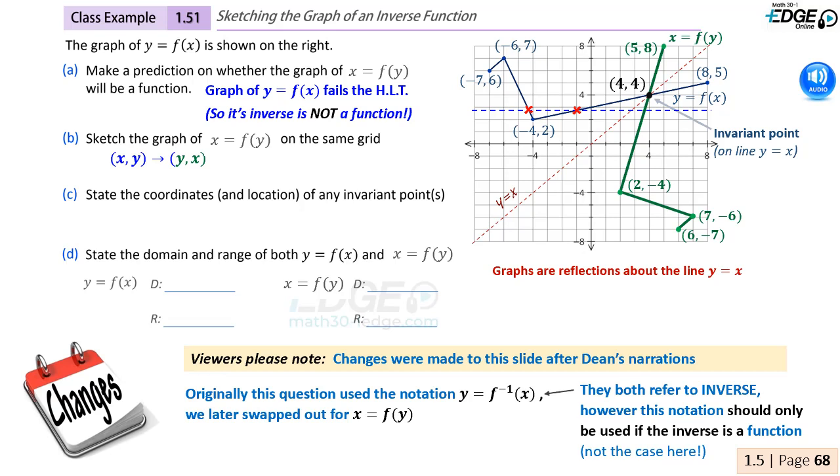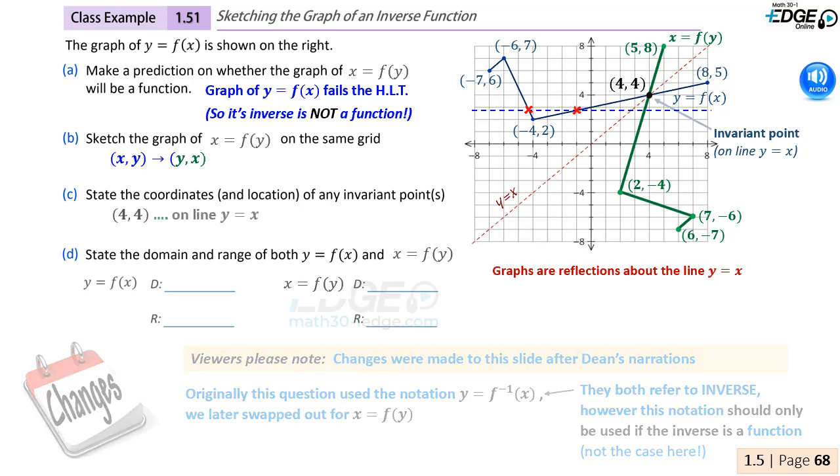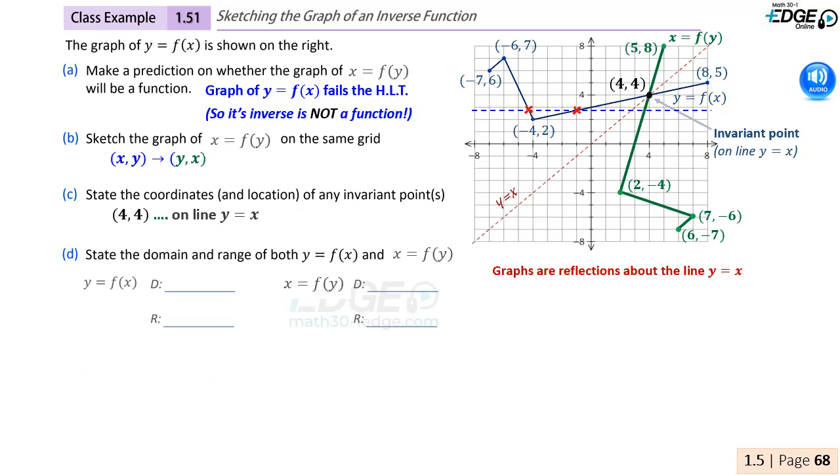We see here that we have one invariant point, which is to say one point that lies on both of the two graphs. This point will also lie on the line y equals x, for it is a point that has the same value as its x and y coordinate. In this case, the invariant point is 4 and 4.